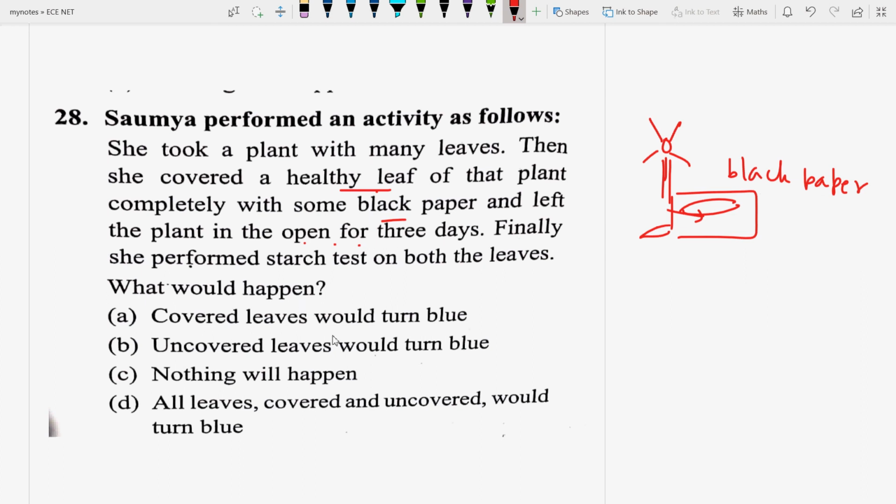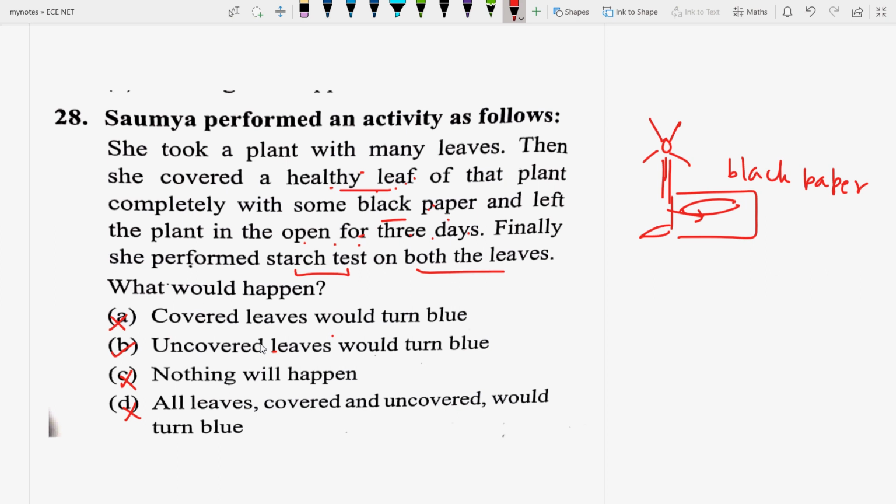The covered leaves would turn blue. No, the uncovered leaves would turn blue. True. Nothing will happen. No, all leaves covered, uncovered would turn blue. See, when you perform a starch test on both the leaves, she took a plant with many leaves, then she covered a healthy leaf of that plant completely with some black paper and left the plant in the open for 3 days. Both leaves, the healthy covered leaf and the one that is open. So uncovered leaves would turn blue, not the covered leaves. This is the characteristic of the starch test.